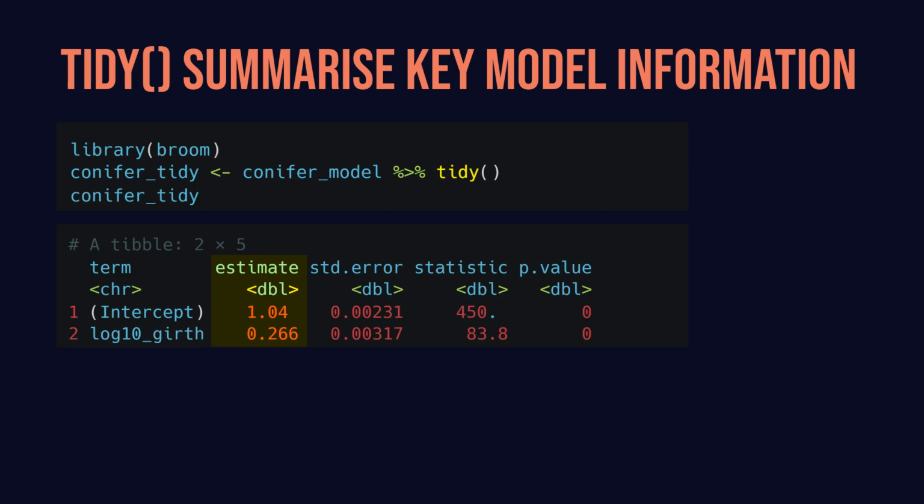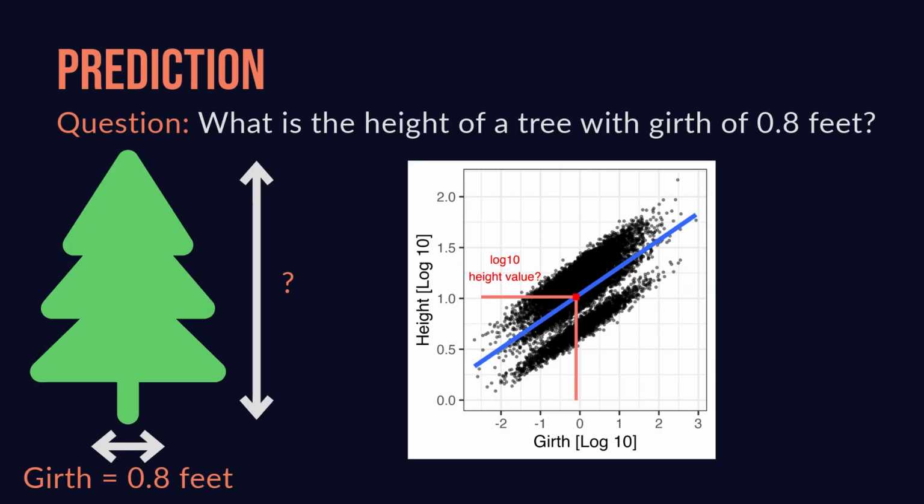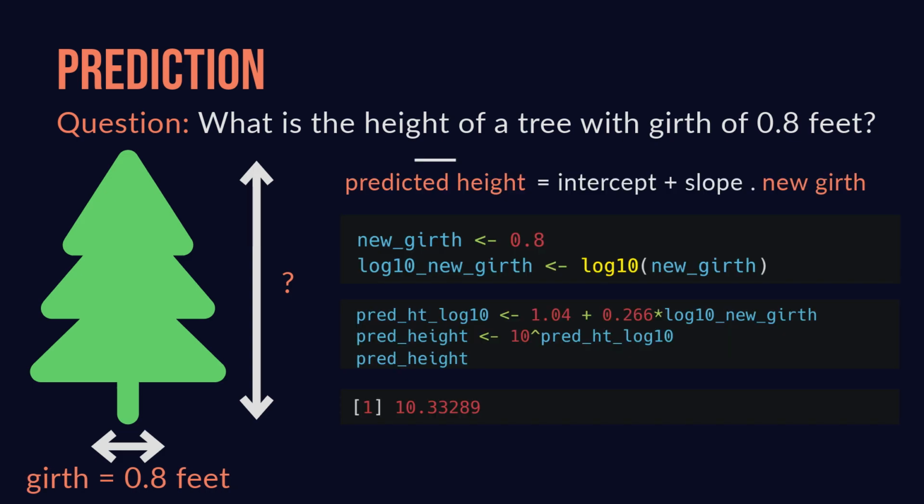Now it is time to make some predictions. Let's say we went into the field and measured the girth of a conifer tree to be 0.8 feet. Can we predict the height? To predict its height, we need to use our model's intercept and slope. Remember that we had log transformed both height and girth variables while running the lm function. So we first need to transform the girth of 0.8 feet using the log10 function.